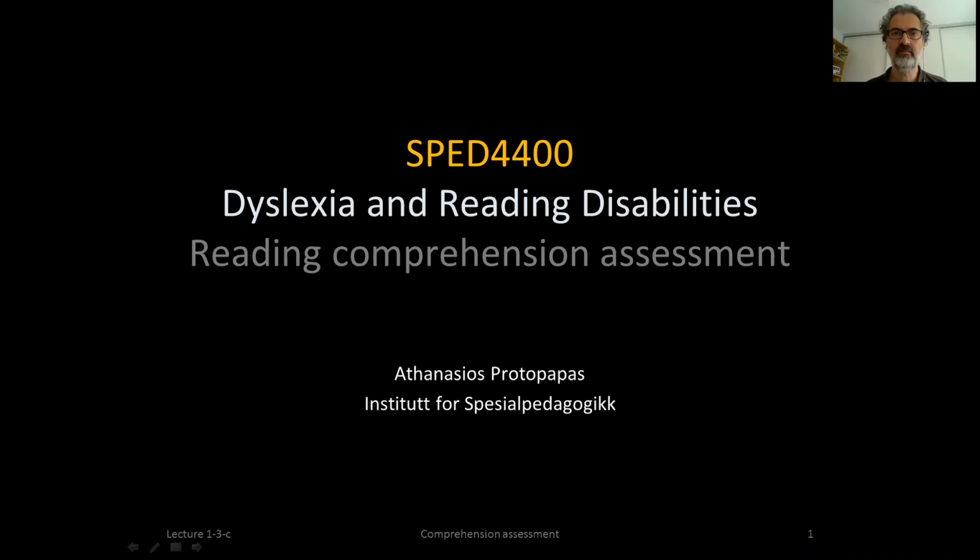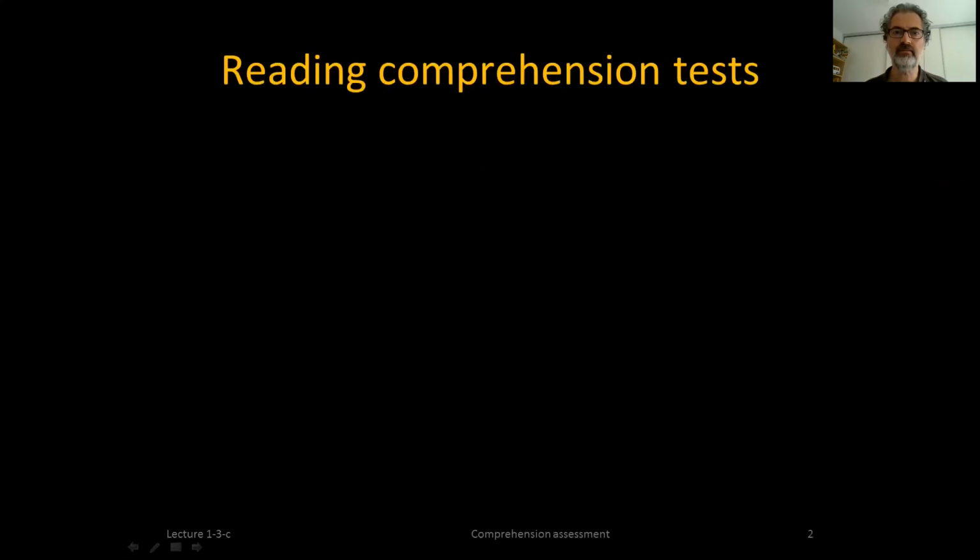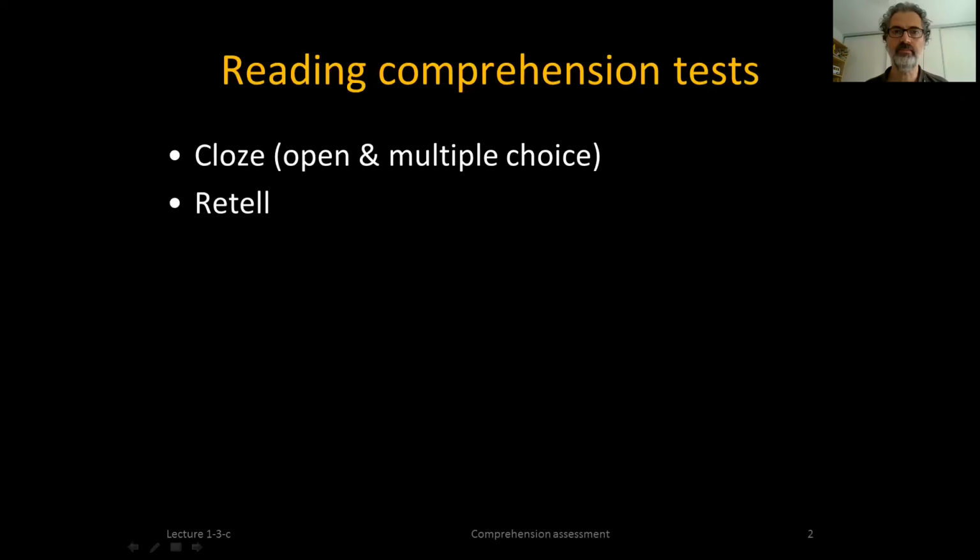In this video, we will talk about how we measure reading comprehension. There are many different kinds of reading comprehension tests. One kind is called cloze, in which some words are removed from a passage and the person being tested has to fill them in. Another way is via retell, where the person has to read the story and then retell the story in their own words without looking at it.